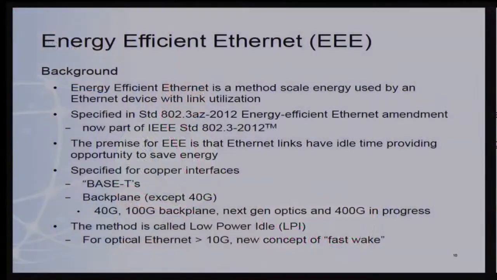It's defined in the copper interfaces, or I call them the Base-Ts, with the exception of backplane 40 gig. The 40 gig, 100 gig backplane, next generation optics, and 400 gigabit Ethernet are all in the process of defining an energy efficient mode for those projects. The technique is called low power idle. As the name implies, when there's idle periods in the network, it can go to a low power mode. And for optical Ethernet, or speeds greater than 10 gigabit Ethernet, there's a new concept we introduced called fast wake, and I'll talk about those more in detail in a moment.